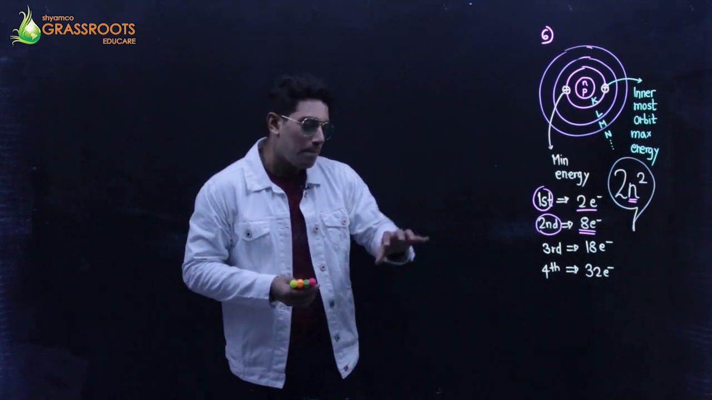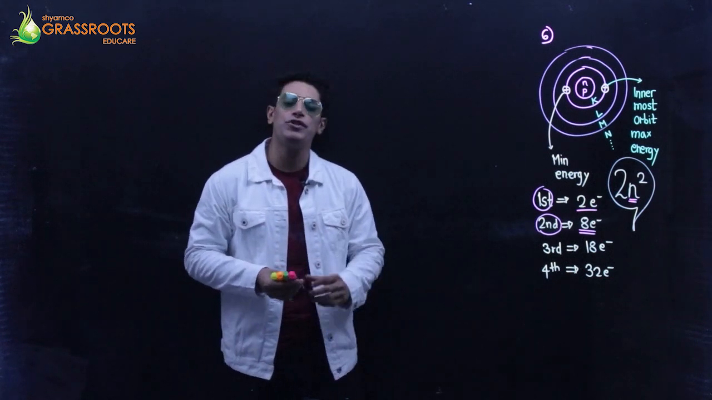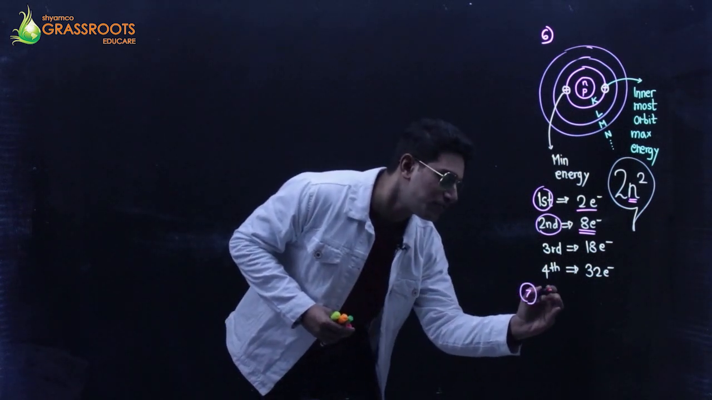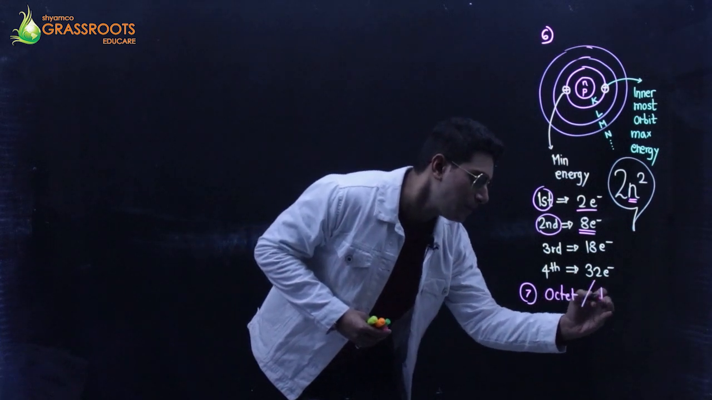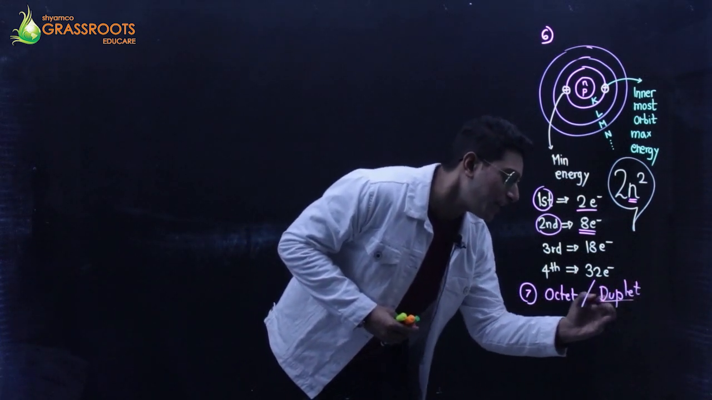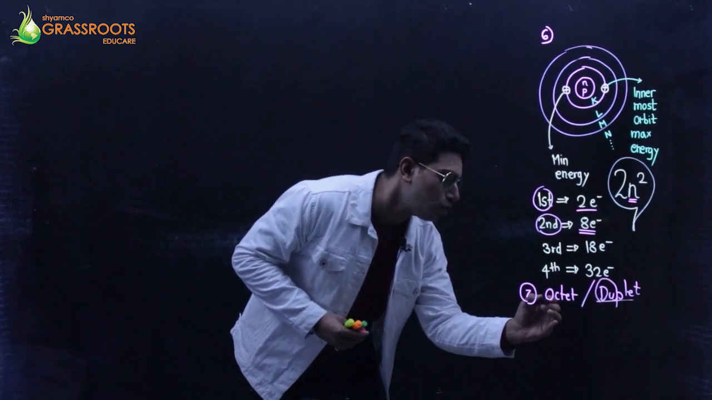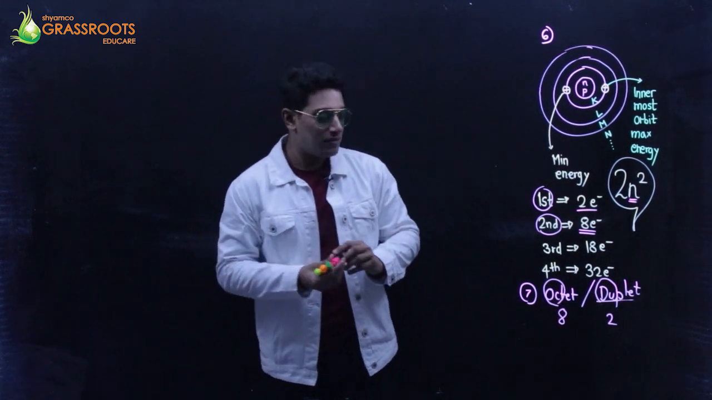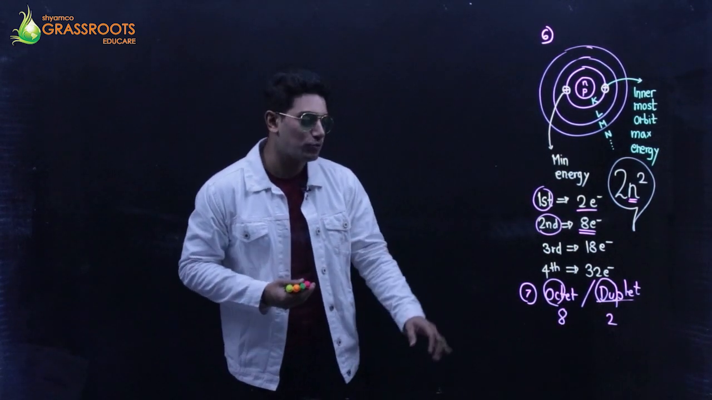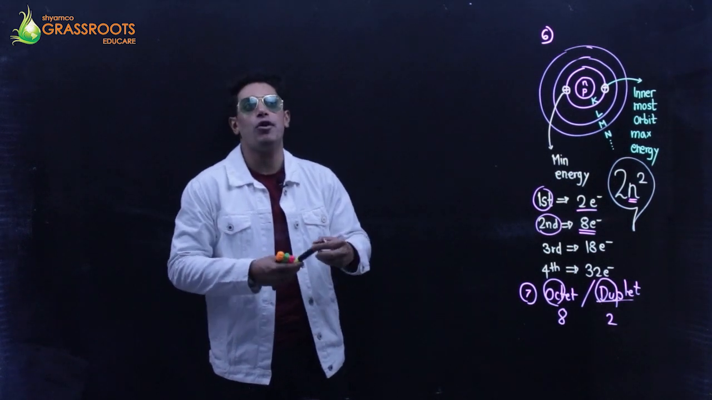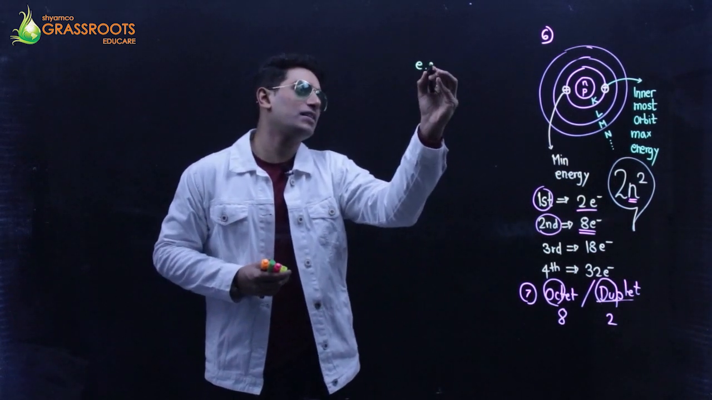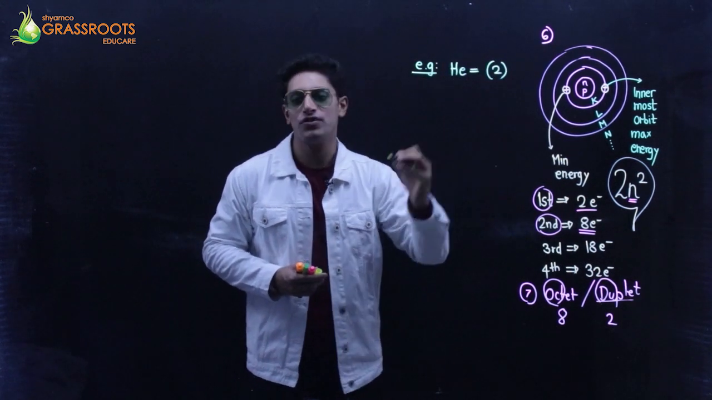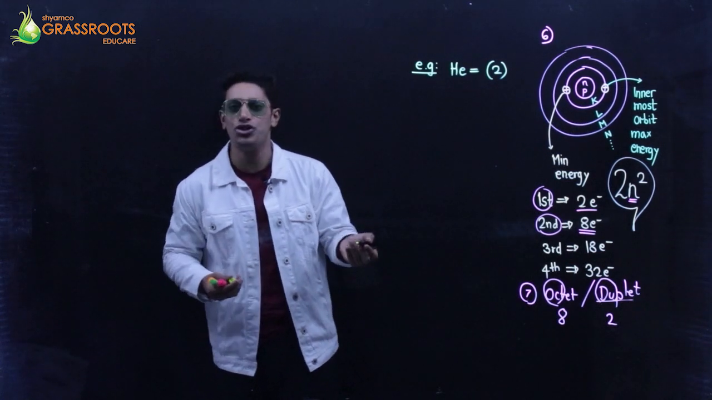Alright. Now, based on this concept, we have a rule which is called the octet rule and the duplet rule. So my next answer for you all is octet, duplet. Okay, du means 2, octa means 8. So can I say, if I'm talking about a shell of helium, for example, helium is an element having 2 electrons in the only shell and the outermost shell.